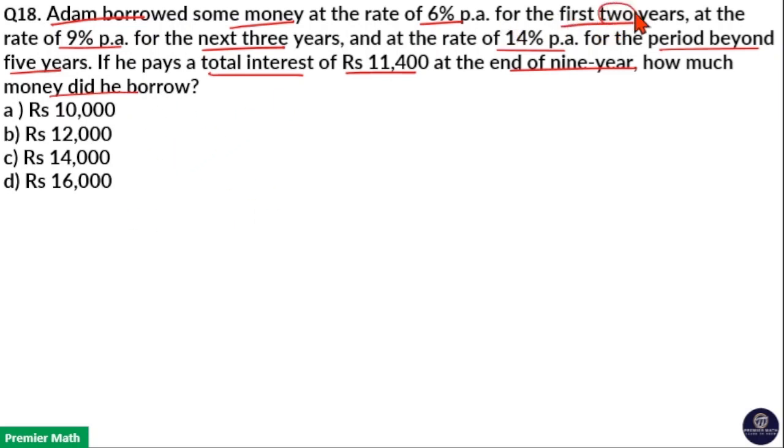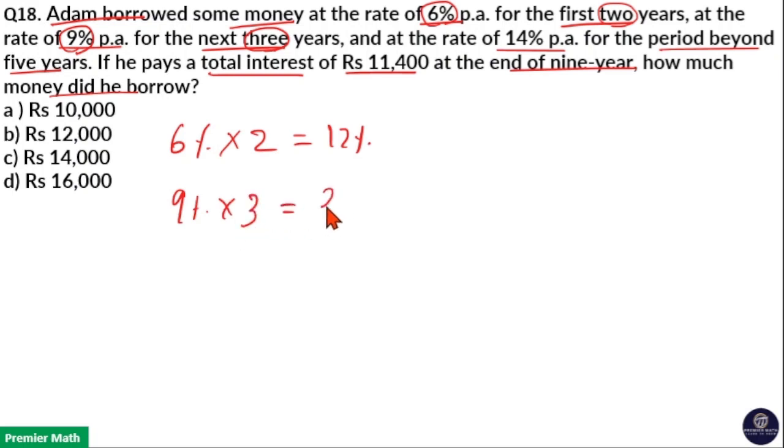So for the first 2 years, he has to pay 6% per annum. So total interest he paid for the first 2 years is 6% into 2, 12%. For the next 3 years, he paid 9% per annum. For 9% into 3 is total 27% he paid for next 3 years. Now, total number of years is 9 years and period beyond 5 years, he paid 14% per annum. So 9 minus 5, 4 years. So for 4 years, he paid 14% per annum. So total interest he paid is 14 into 4, 56% for the next 4 years.